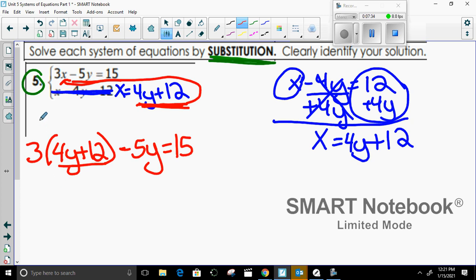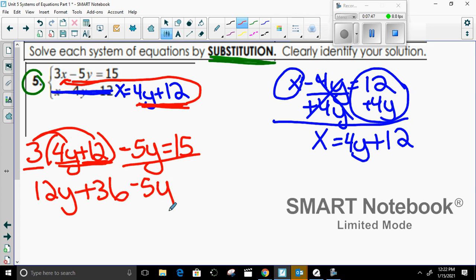What do I need to do to solve first? Get rid of those parentheses, so distribute. 3 times 4y is 12y. 3 times 12 is 36, and then leave the rest. I'm left with a bunch of y's, so what do I need to do next? Looks to me like I got to combine like terms, so 12y minus 5y is 7y, and then that 36 has nothing to go with it.